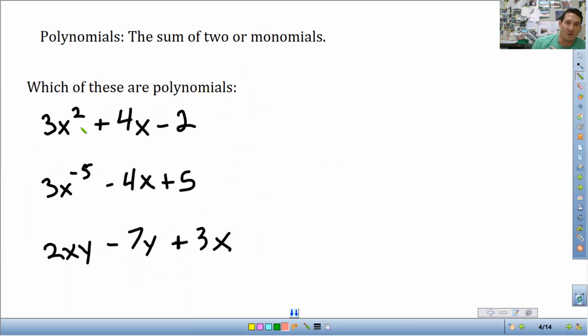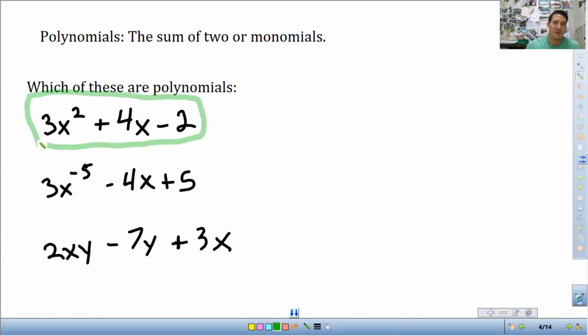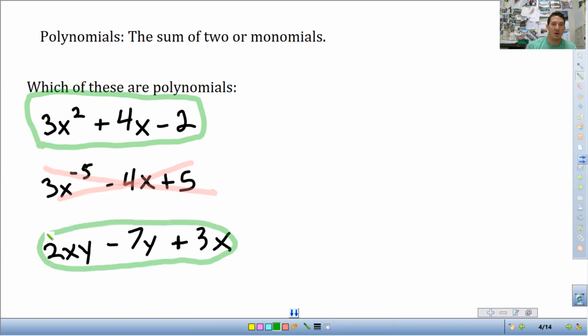So to identify polynomials, look at each term. So it's 3x squared, a monomial, yes. 4x, monomial, yes. Minus 2, is that a monomial? Yes. Since each of those things are monomials, when they're added together, that makes it a polynomial. 3x to the negative 5th is not a monomial, so it doesn't matter what the rest are. Since that's not a monomial, this is not a polynomial. Last one, 2xy minus 7y plus 3x. Yes, those are all monomials, so this is a polynomial.